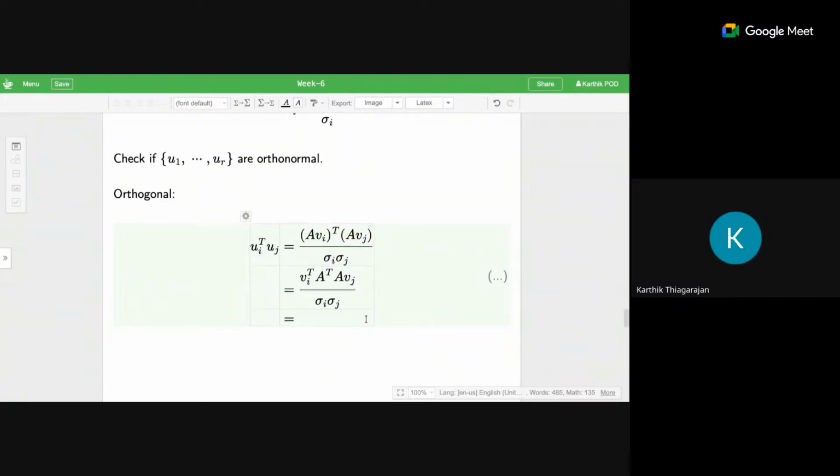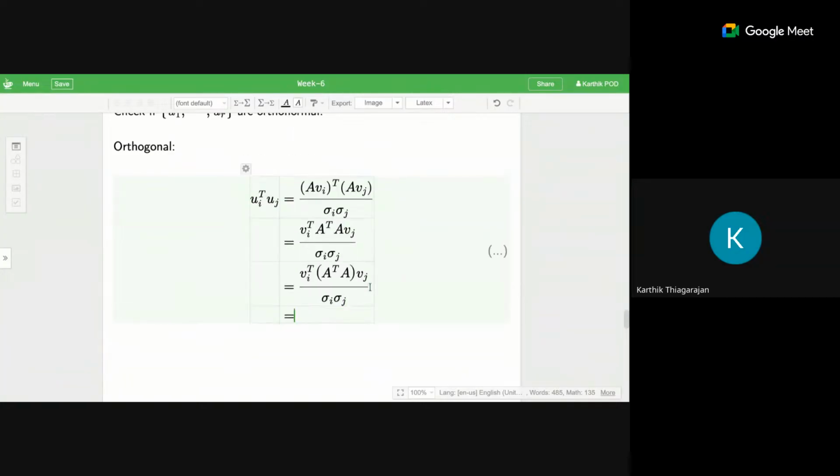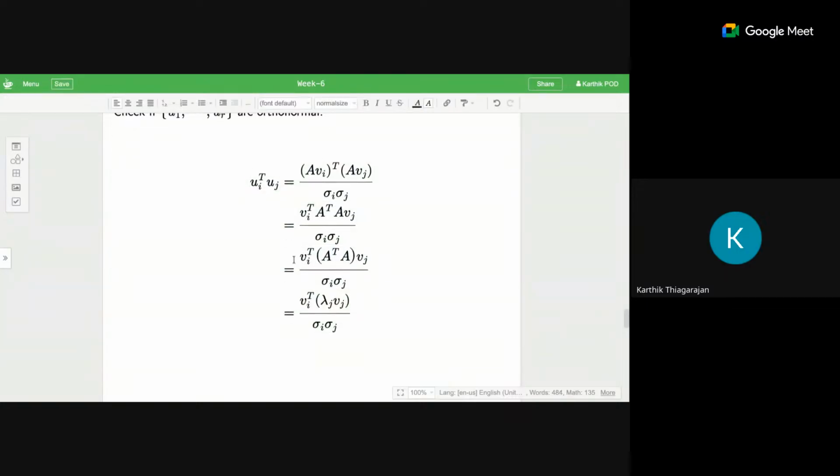So now I'm going to write this as Vi transpose A transpose A into Vj. So what is A transpose A into Vj? Vj is an eigenvector of A transpose A. Right, so this becomes lambda j Vj, correct? Okay, so in fact, you can show both orthogonal and orthonormal with this.